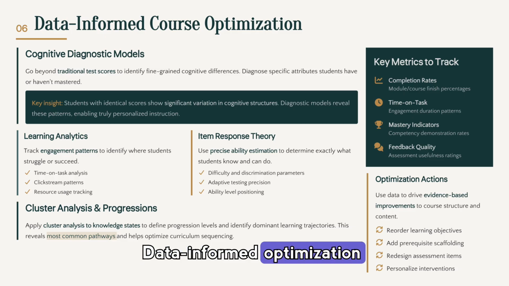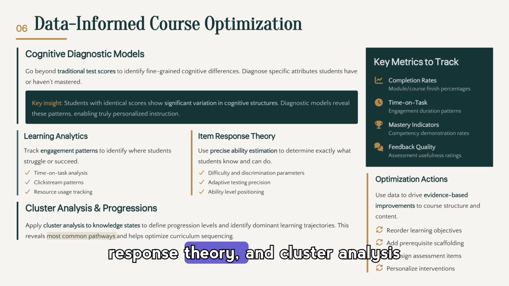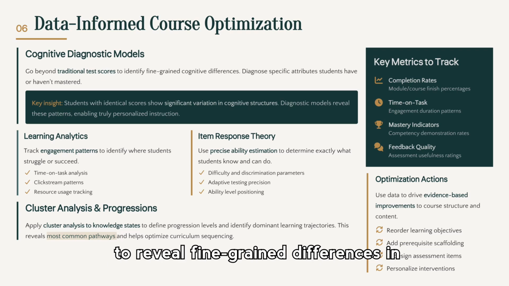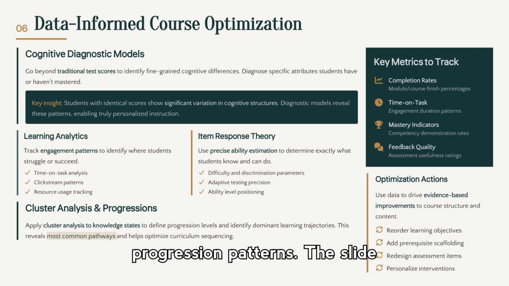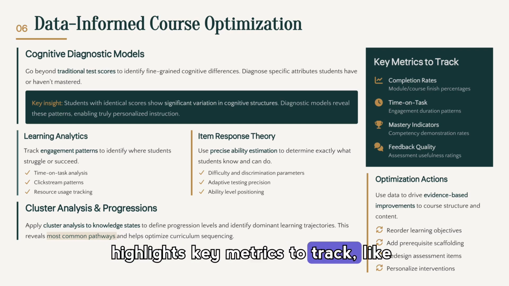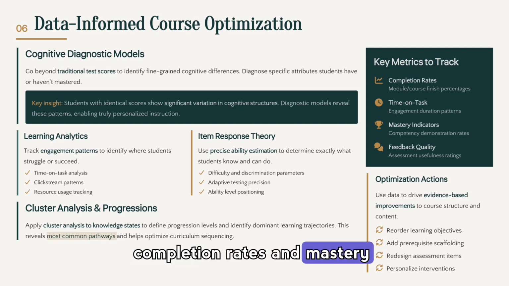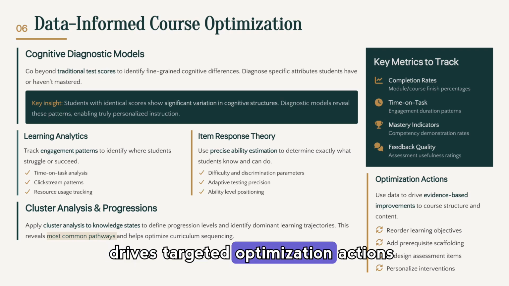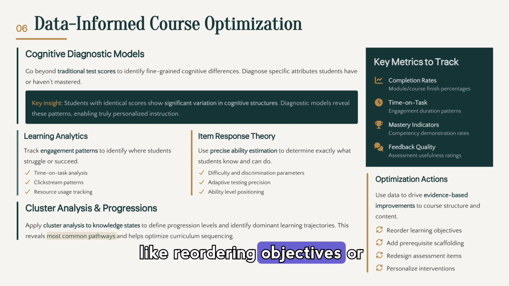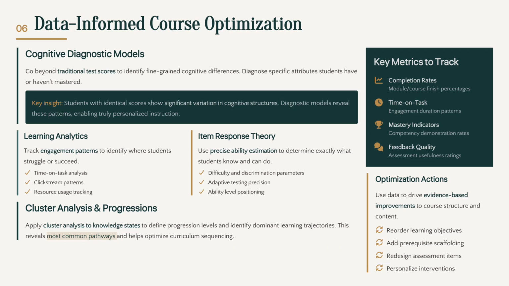Data-informed optimization emphasizes cognitive diagnostic models, learning analytics, item response theory, and cluster analysis to reveal fine-grained differences in student understanding and common progression patterns. The slide highlights key metrics to track, like completion rates and mastery indicators, and shows how evidence drives targeted optimization actions, like reordering objectives or redesigning assessments.